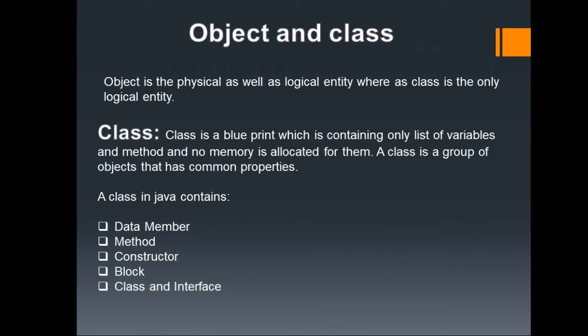Now the first thing is, what are object and classes? Object is a physical as well as logical entity, whereas class is only a logical entity. Now let's discuss class. Class is a blueprint which contains only a list of variables and methods, and no memory is allocated for them. A class is a group of objects that have common properties. A class in Java contains data members, methods, constructors, blocks, classes and interfaces.